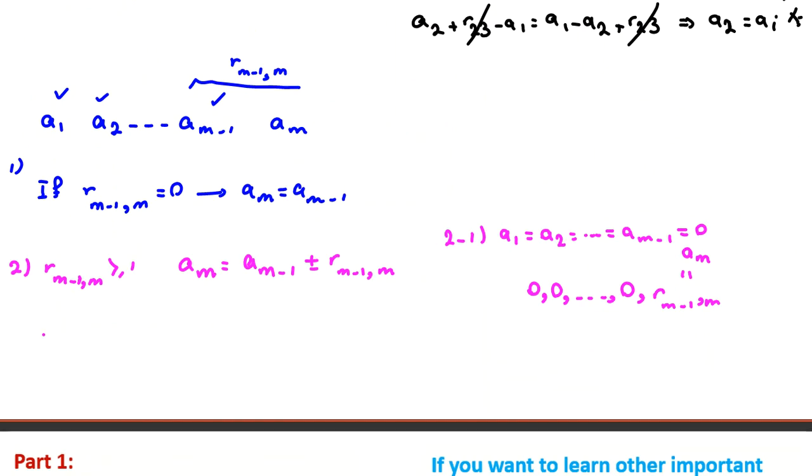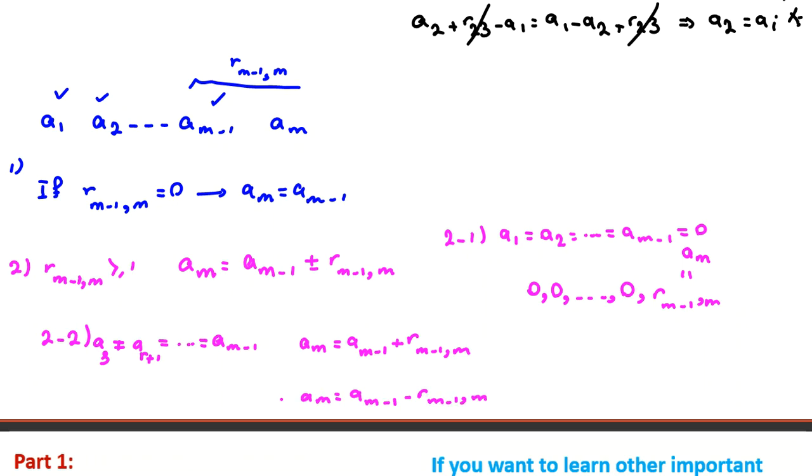Case 2-2 is when not all of them are equal. Consider the first element where they are not equal, for example, AS. And now I say AM is A(M-1) plus R(M-1),M, or minus R(M-1),M, and exactly one of them is good.